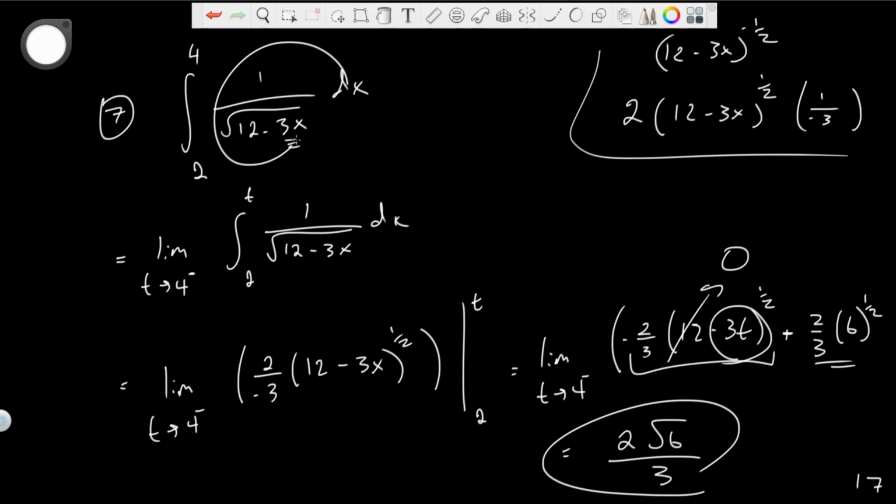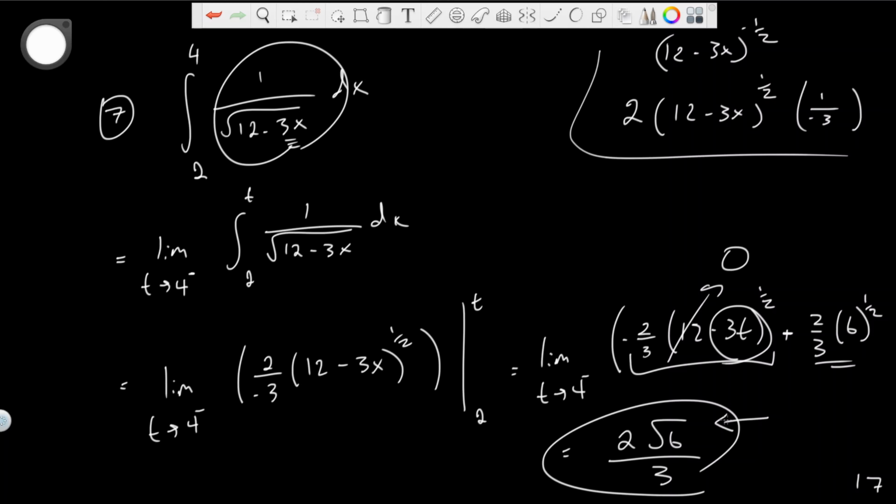While this graph right here has a vertical asymptote at 4, the area under the curve has an upper bound limit of 2√6 over 3. As you take smaller and smaller intervals and make this area more and more refined, you're getting closer and closer, as close as you want, to 2√6 over 3. So we say that the area under the curve is 2√6 over 3. We'll never surpass this number.